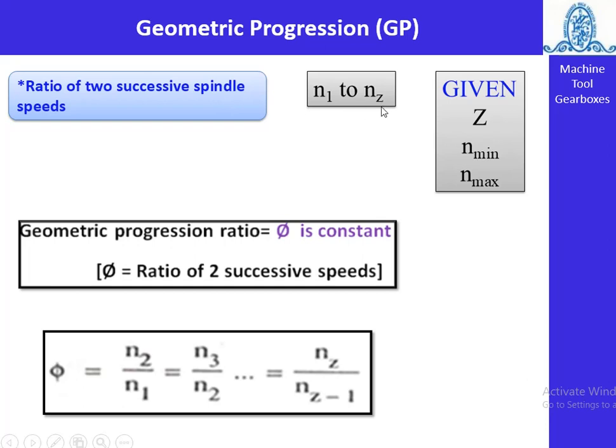So n1 to nz. N1 is obviously the lower spindle speed, and nz is the maximum, or last, spindle speed. Suppose z is the number of spindle speeds, n minimum is the minimum spindle speed, and n maximum is the maximum spindle speed. So phi, as the definition says, is constant for successive spindle speeds. So phi is equal to n2 by n1, equal to n3 by n2, up to nz by nz minus 1. So successive spindle speeds are constant in the geometric progression.